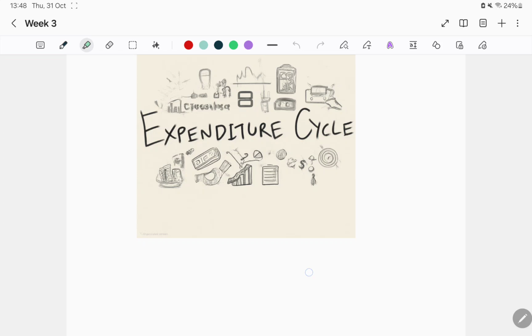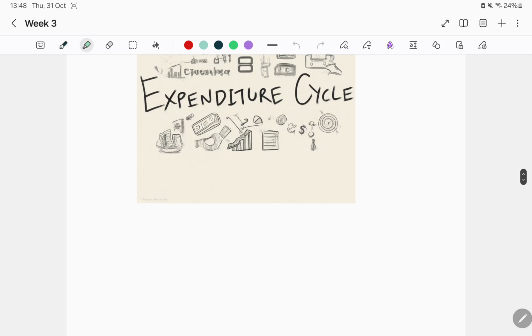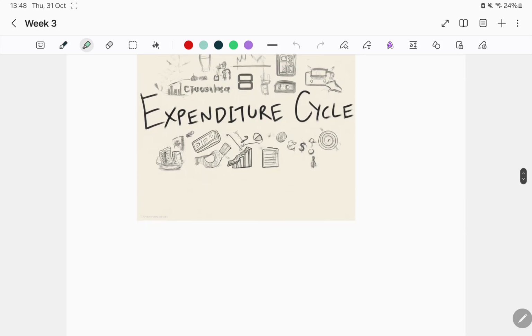Let us start over here. The expenditure cycle focuses on various things, but let us scope our perspective into the retail business, right? Retail business.